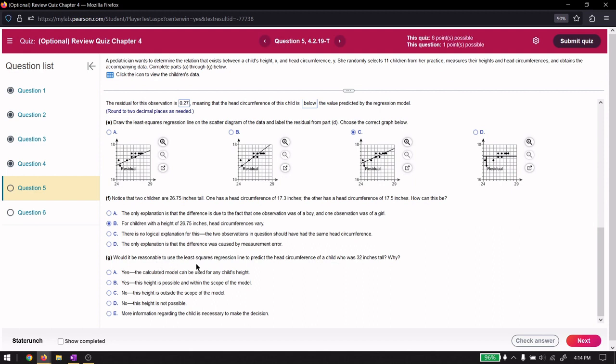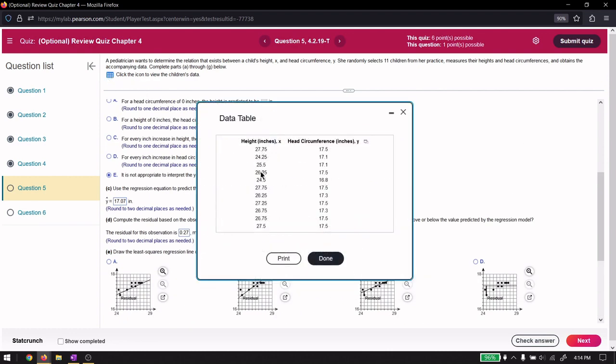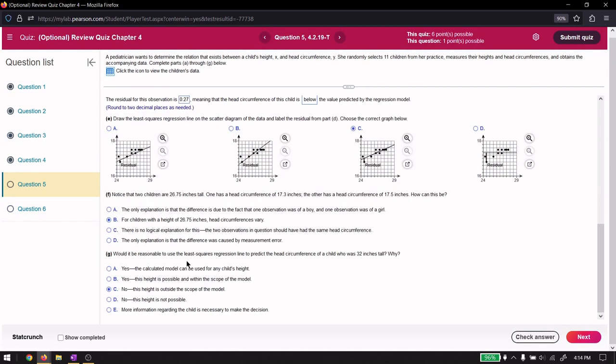Would it be reasonable to use the least squares regression line to predict the head circumference of a child who is 32 inches tall? I would say no, because the height is outside the scope of this model. The model only went up to a maximum of 27.75, it looks like. So we can't really determine much outside this range of values. Just like x equal to 0 doesn't really make sense, even though it has a 0 value according to the model. So it's outside the scope, therefore we cannot extrapolate this data for that.